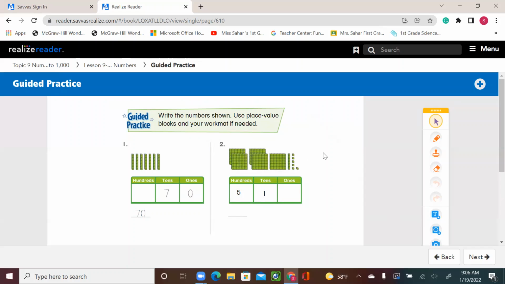Now let me see. Do I have ones? Yes, let's count. 1, 2, 3, 4, 5, 6. So I have 6 ones. I'm going to write 6 and I'm going to put it under the blocks that say ones. So now I have 500, I have 1 ten, I have 6 ones. Let's read it. 516. Very good. 516. So let's write it down.